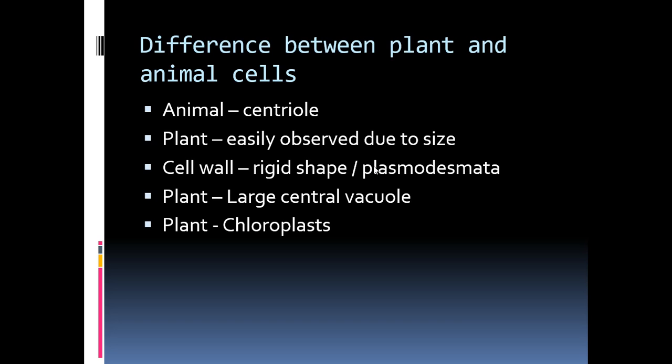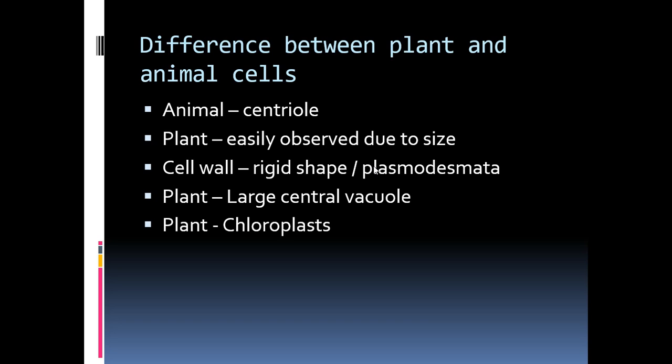Okay, with a light microscope, individual plant cells are more easily seen than animal cells because they are usually larger, and unlike animal cells, they are surrounded by the cell wall, right? So that makes it more obvious to be observed under the light microscope, rather than just having the cell membrane alone.